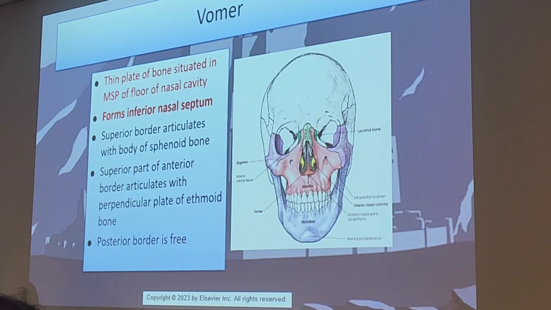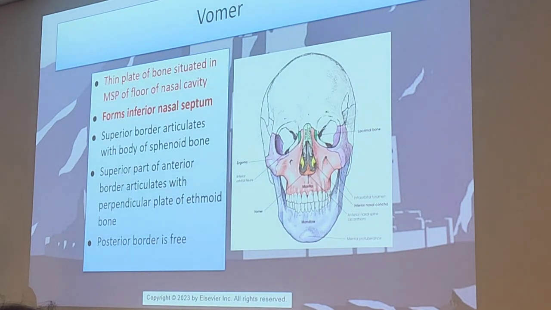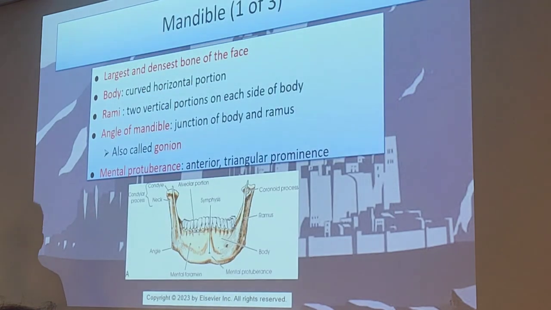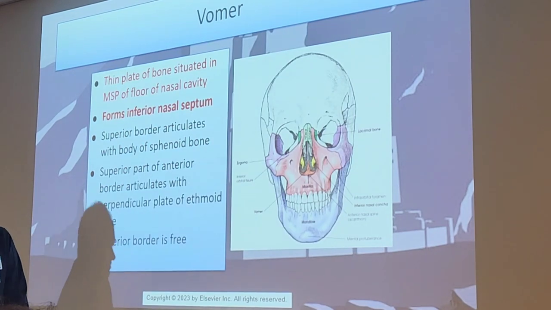Then what about the nasal bones? Nasal bones are irregular, I believe. Oh, we already talked about nasal bones. Okay. I'll go back. Sure.